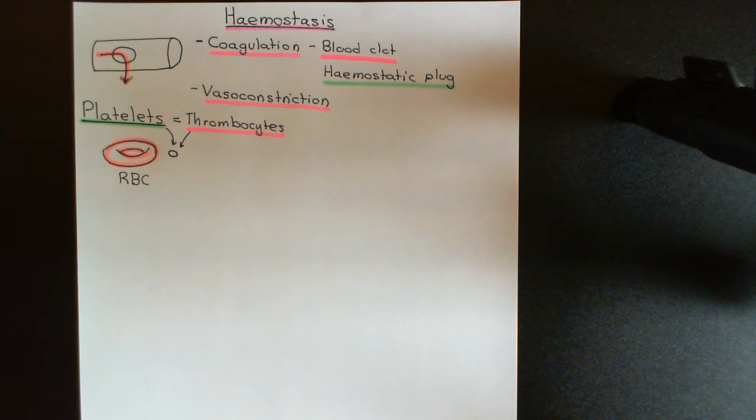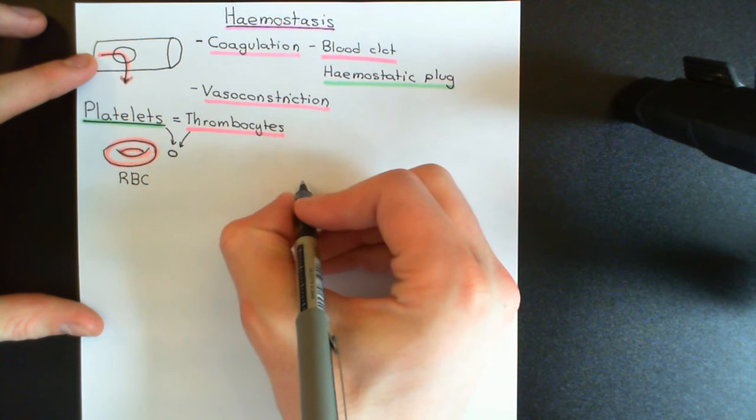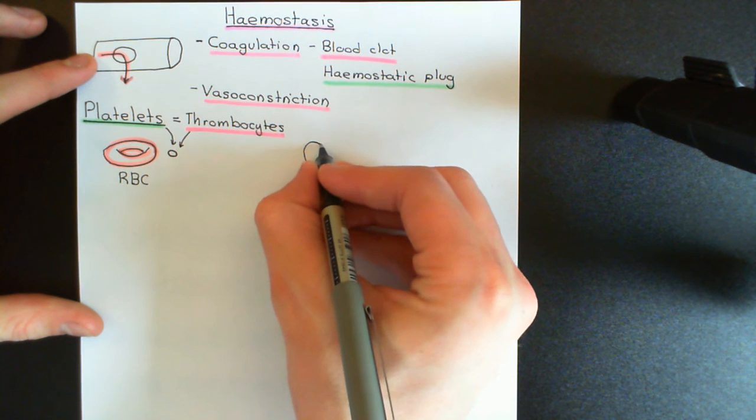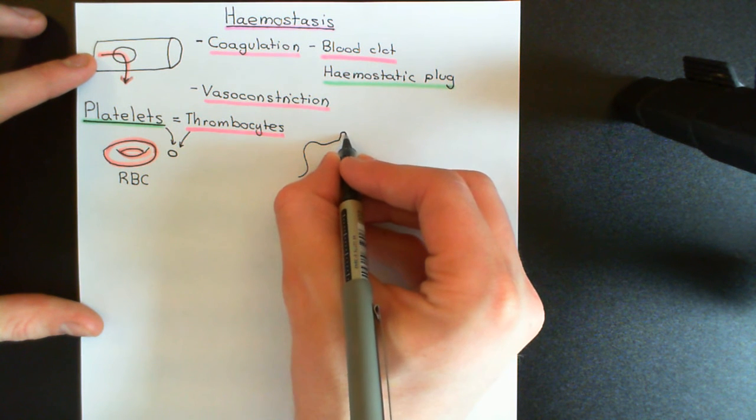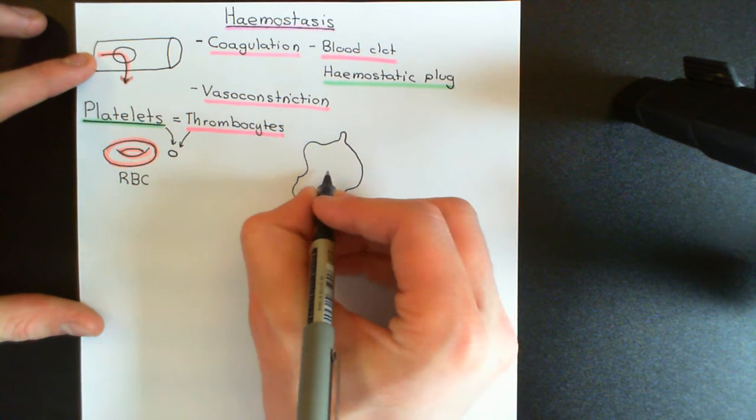It's made by these enormous cells that are in the bone marrow called megakaryocytes, and they throw off little portions of their cytoplasm encapsulated by portions of their cell membrane. So let me just draw one of these. So let's have one here. So let's say this is a megakaryocyte, and let's say up there it's producing a new platelet.